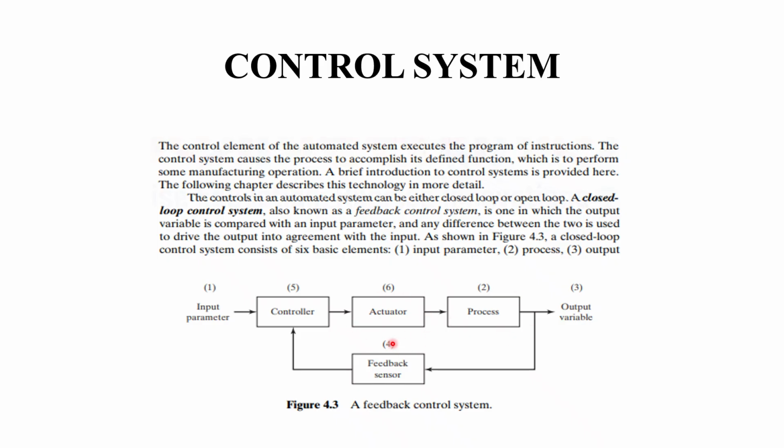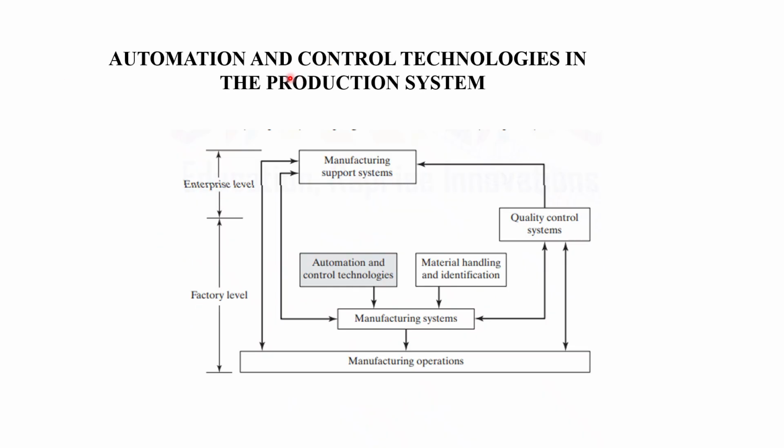Okay, so this is called a closed loop control system, which is a main part of automation. So coming to the automation and control technologies in the production system, this represents the levels of automation in the production system.